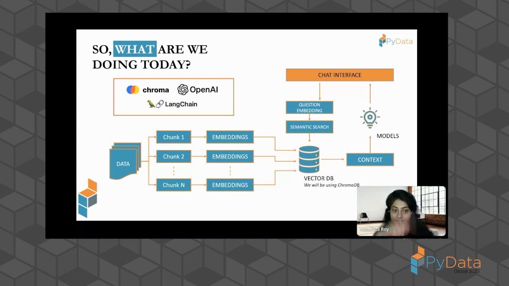And that's how the design patterns get established. So you have the data, you put them into different chunks, and then you embed them and store it in the vector database. Now what happens from the chat interface?